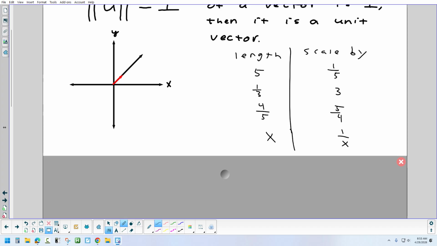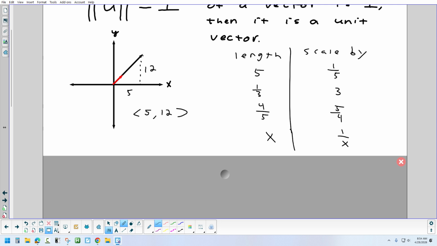So let's try an example of that with an actual vector. Let's say I had the vector 5, 12. It goes right 5, it goes up 12. It's definitely not going to have a length of 1. So the first thing I have to do is figure out what is the length, and how do we find the length of a vector? The Pythagorean theorem. Yeah, use the Pythagorean theorem.